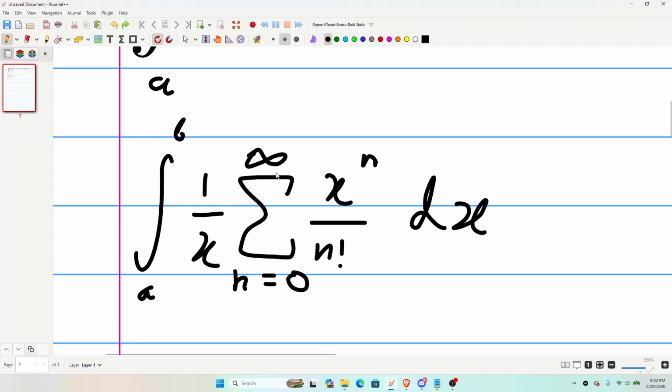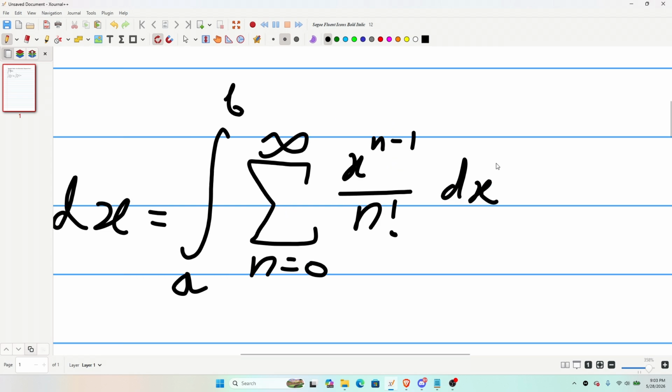This 1 over x is x to the power of -1. And because it multiplies with the x inside here, we can add the exponents and it'll give us the integral from a to b of the sum from n equals 0 to infinity of x to the n minus 1 over n factorial dx. Again, like we did in the last video, we have to prove that the sum is uniformly convergent so that we can swap the sum and the integral signs.